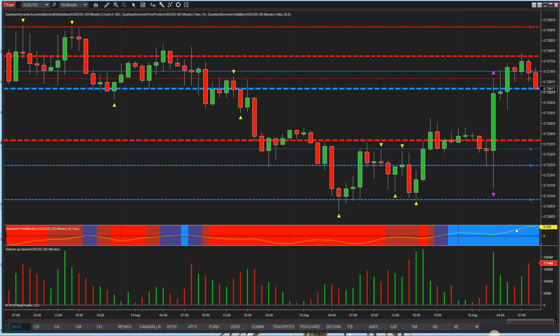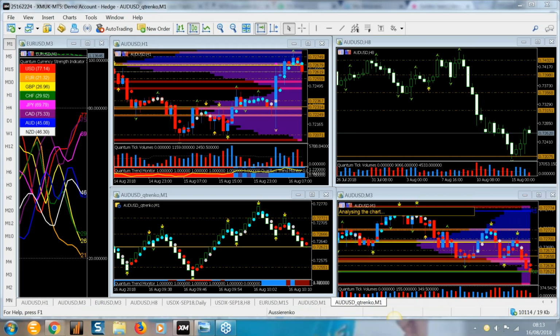Okay, I'm just going to pass back to Anna because she's got the Aussie Renko on the MT5. I hope you can all see the screen. I'm just looking over to David.